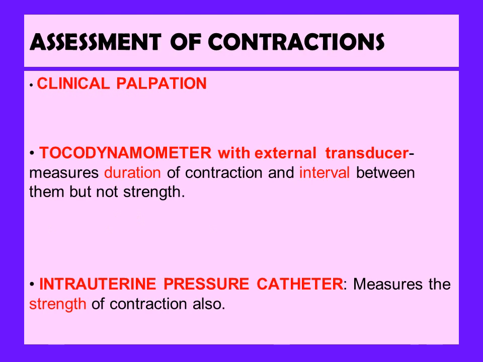One of you might ask, how do we assess uterine contractions? First way we can do that is clinically, by palpation of the uterus during a contraction. Second way of doing it is by means of a tocodynamometer with an external transducer, which measures duration of a contraction and interval between contractions, but not strength of contraction. Third way of doing it is by inserting an intrauterine pressure catheter, which measures strength of uterine contractions.